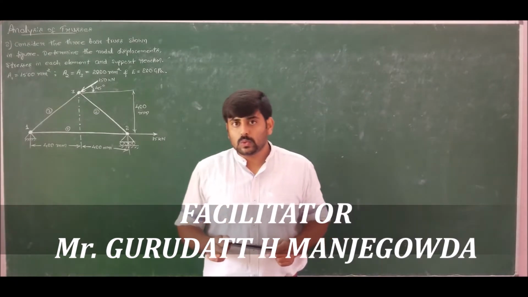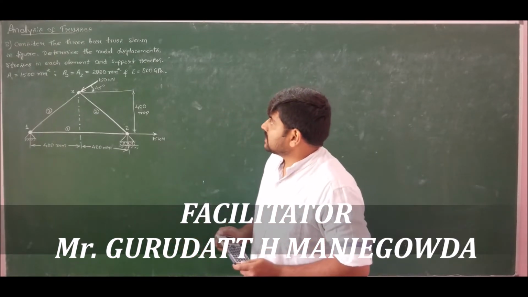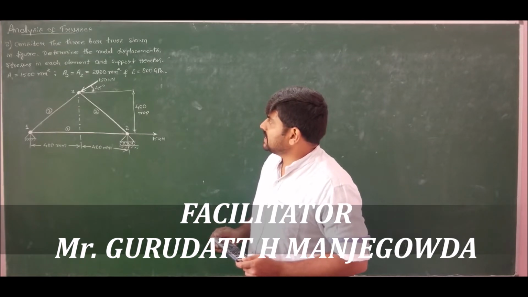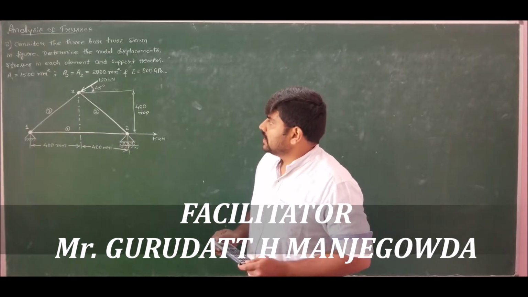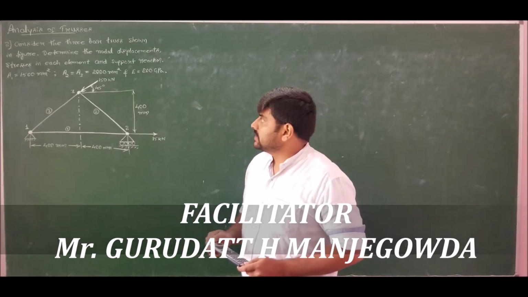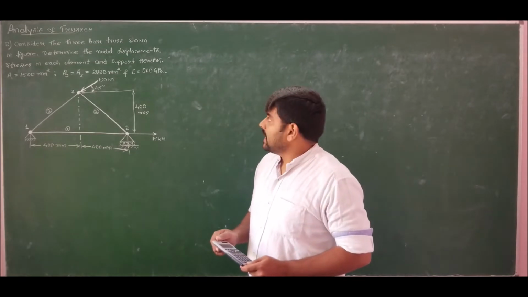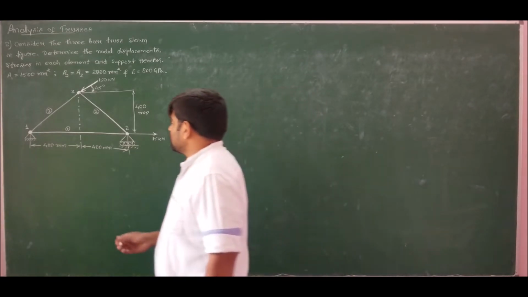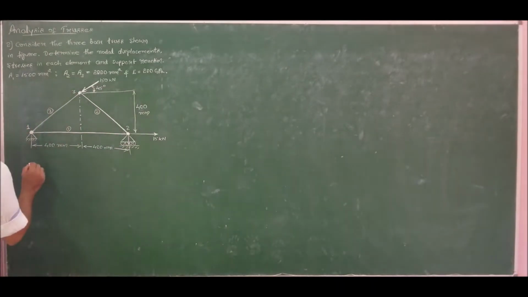The problem number 2 of our discussion states: consider the 3-bar truss shown in the figure. Determine the nodal displacements, stresses in each element, and support reaction. Area A1 is 1500 mm square, area A2 and area A3 are equal, which are 2000 mm square, and Young's modulus is 200 GPa. Let us solve this problem as usual.